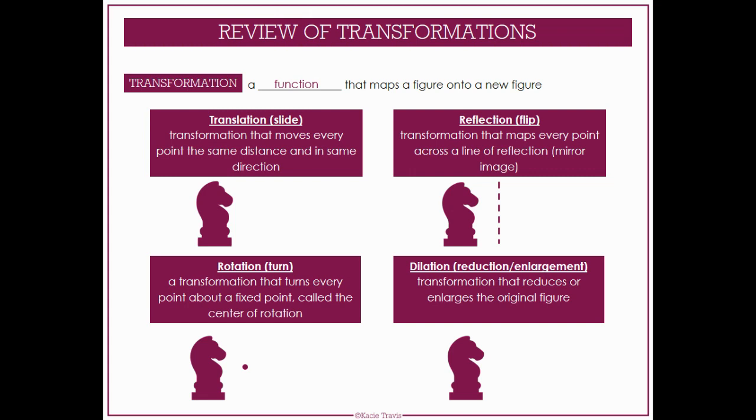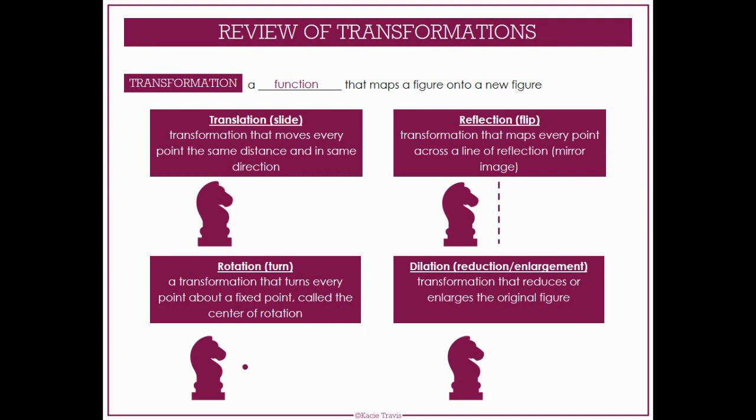We got translations, that's just us sliding our shape over. A reflection flips our shape over a certain line on the coordinate plane. And then a rotation turns the shape around and reorients it. We got about four different ones altogether. This one here is a little different.